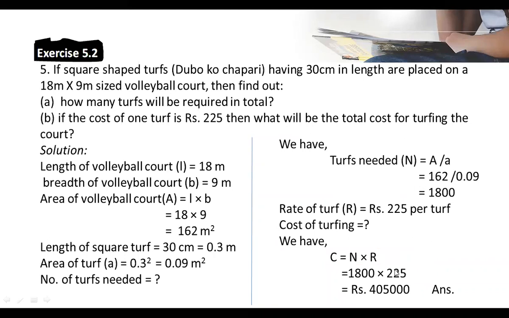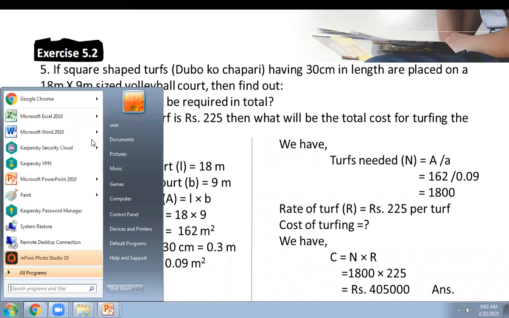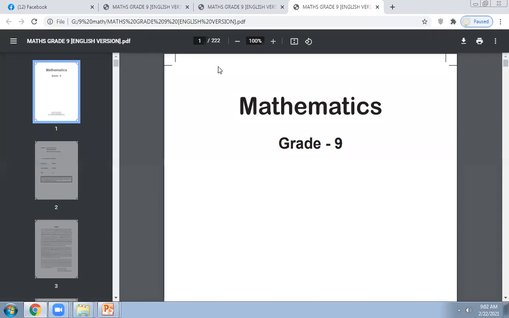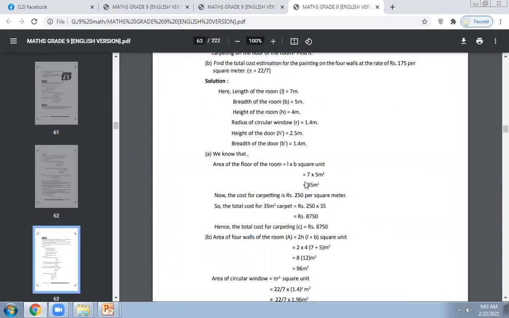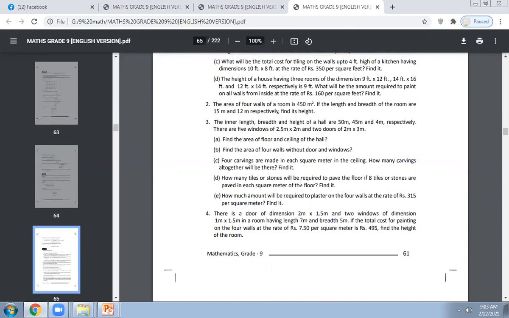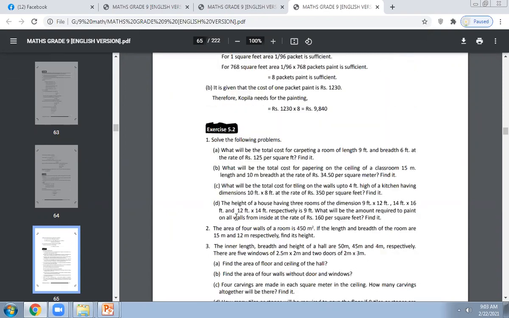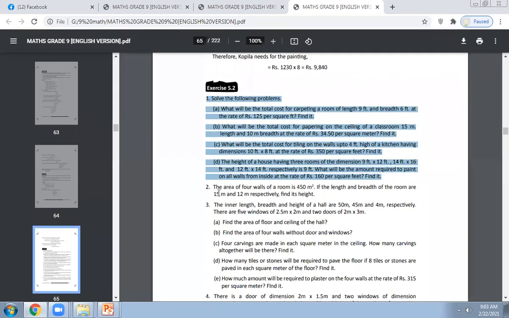Okay, so this much of the slides I have made for you, and let us discuss other questions also. Are you observing the new window? Yes, sir. Your book. What is the page number for area? Exercise 5.2, page number 61. We did these questions. One number is already completed, and two number is remaining.